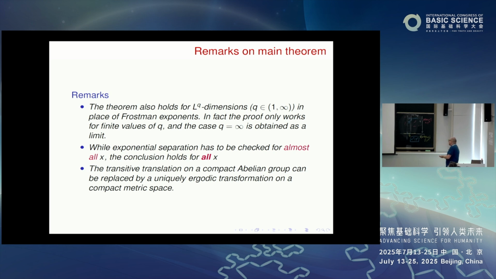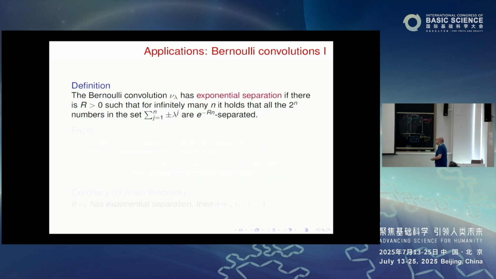Okay, as I said, it's not really important that you have an abelian group. So it doesn't have to be any algebraic dynamics in any way, but it does have to be uniquely ergodic. Okay, so when we go to Bernoulli convolutions, there is no dynamics. So exponential separation just means exponential separation of cutting down this random sum at a finite stage. So if we cut it down at level n, we have 2 to the n atoms. And exponential separation means that these atoms are exponentially separated for infinitely many n.